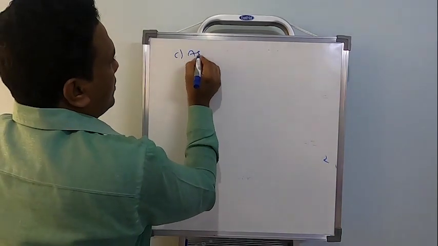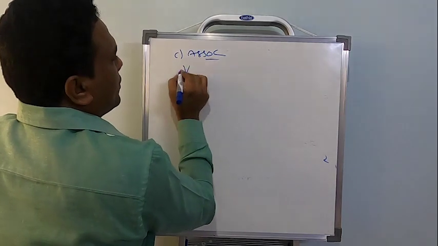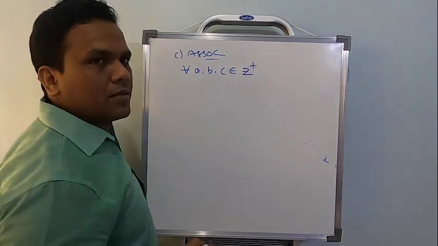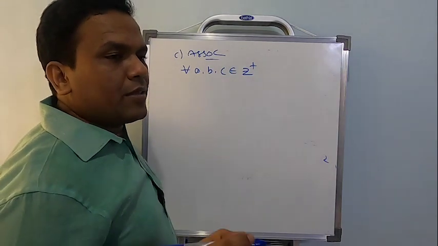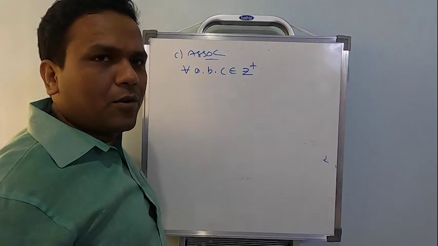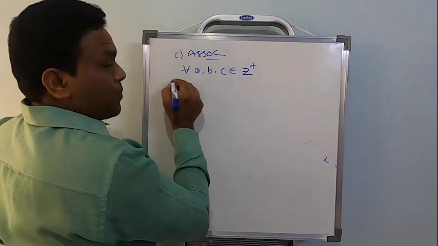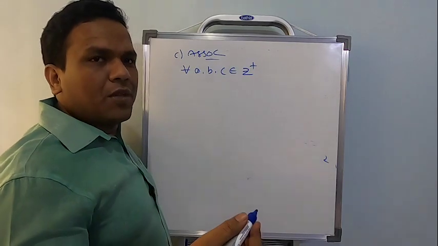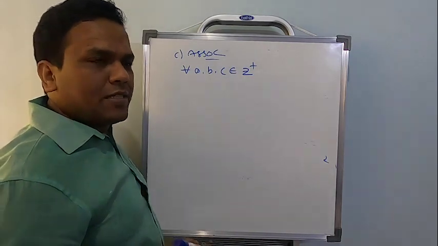So for associative, for all a, b, c belongs to Z plus. In each property there is a way of starting. How many elements can you start with? That's important, right? Suppose it's associative. Every time I will start the property and assume it is true. Then I will find both the sides. Then we will check.